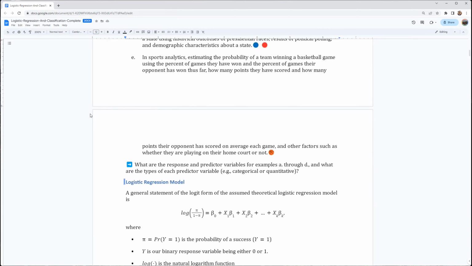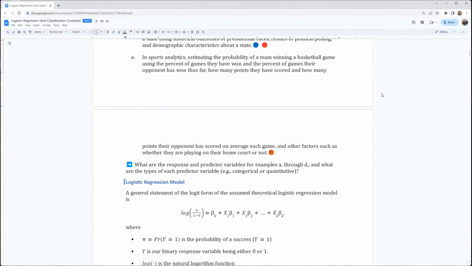Okay. And some of the most popular approaches for logistic regression or classification, estimating outcomes of sports games, right? So in sports analytics, for example, in a basketball game, people are often interested, say, for Vegas betting, betting in Las Vegas, in estimating the probability of a team winning a basketball game.